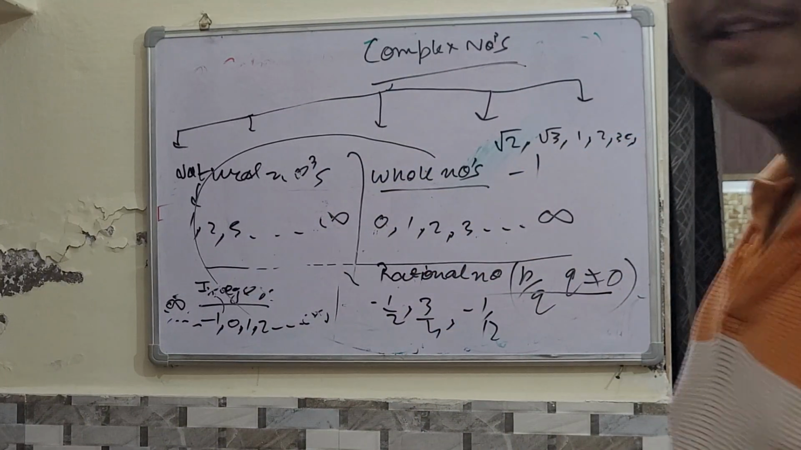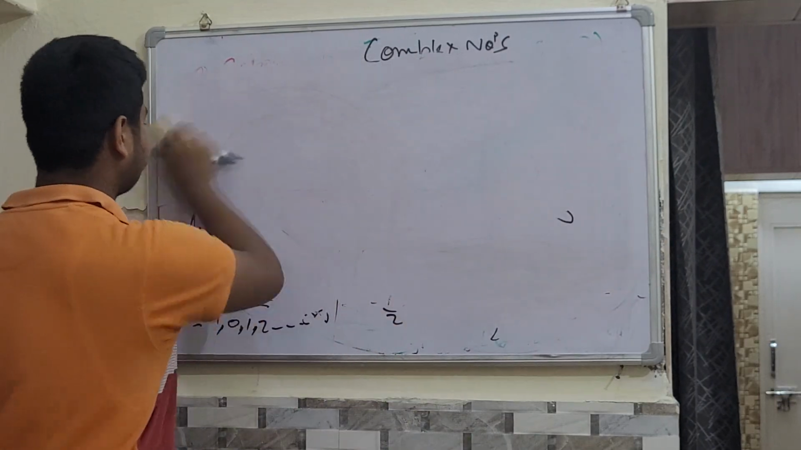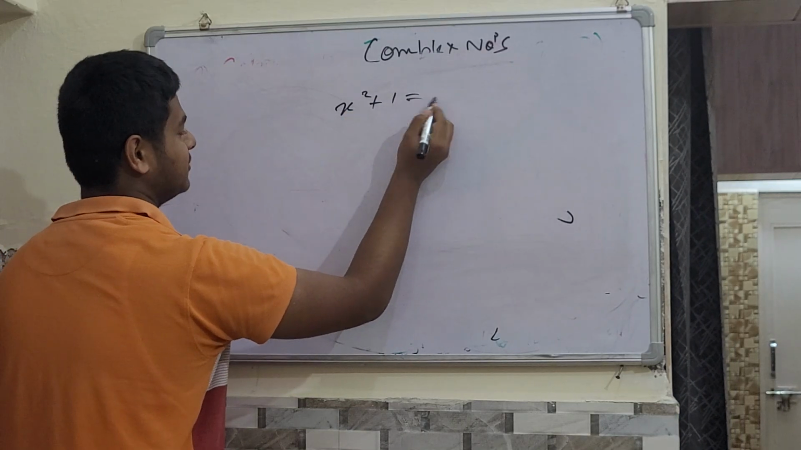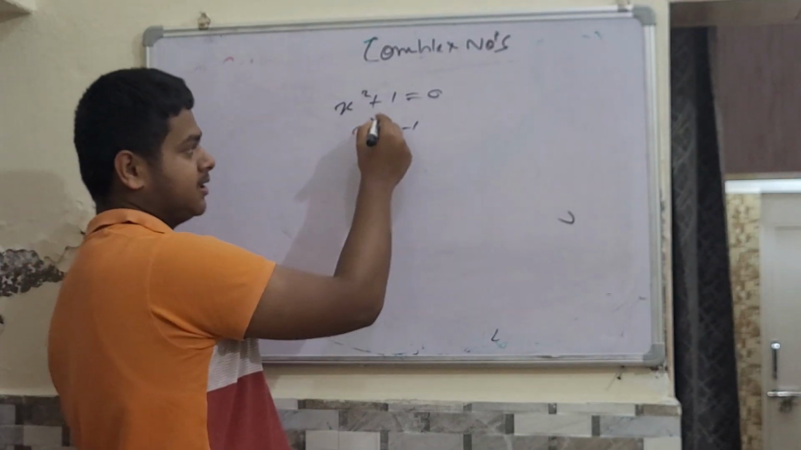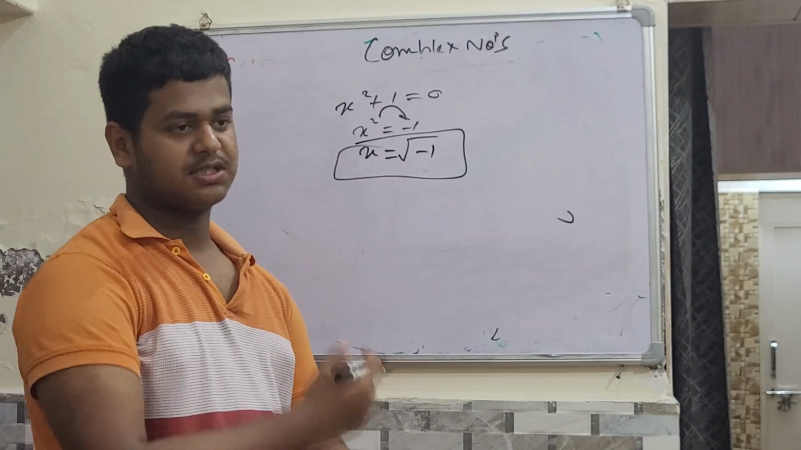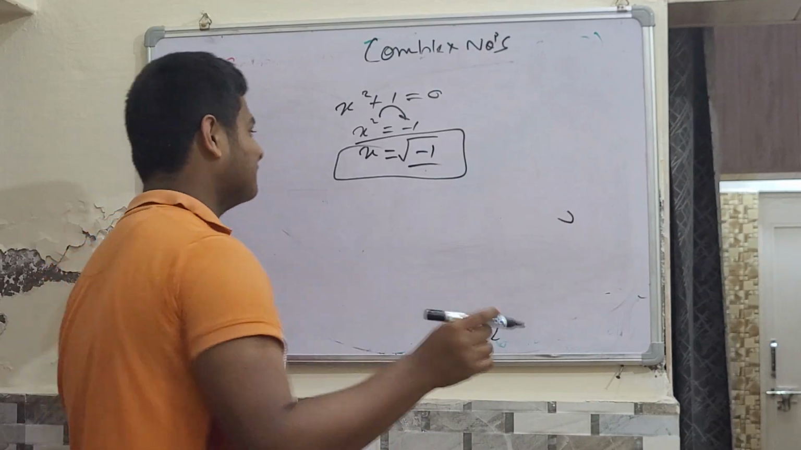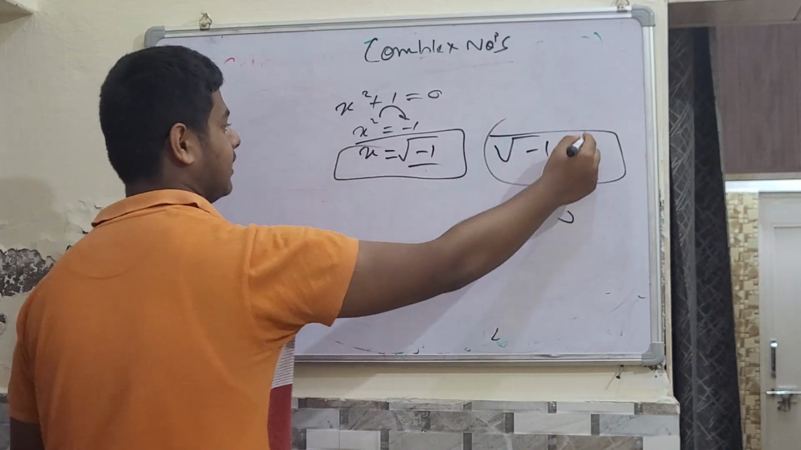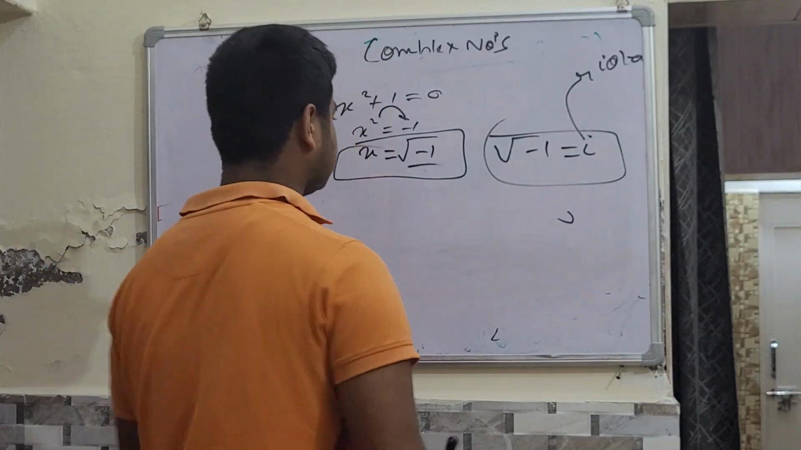I'll tell you the whole story. There is a simple quadratic, x square plus 1 is equal to 0. Then x square is equal to -1. I know it's imaginary, because a root of a negative number can never come inside the real numbers. So you can write root -1 as iota. This is iota. It's an imaginary quantity.